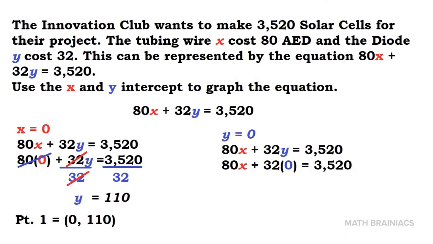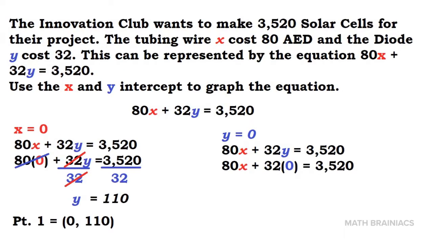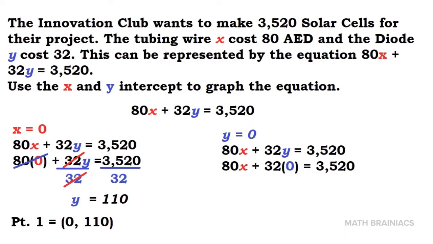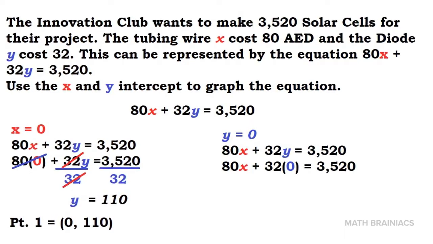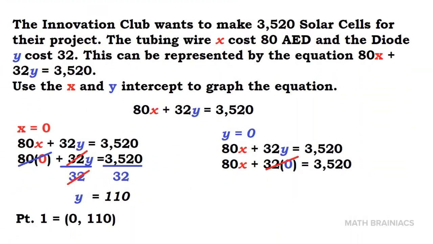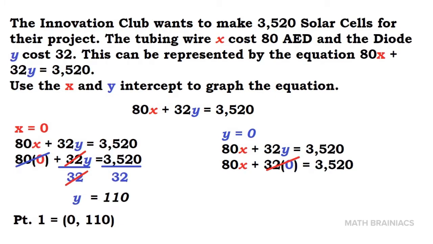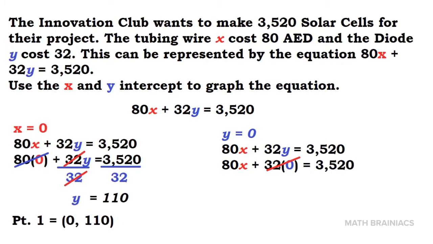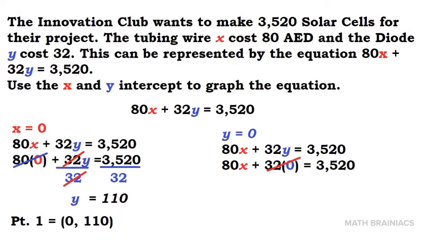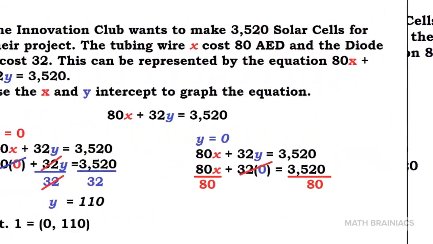Let us now set the y into 0. And substituting the y into the equation, 80x plus 32 times 0 is equal to 3,520. We can simply cancel out the 32 because it was multiplied with 0. And it will leave the equation 80x is equal to 3,520.